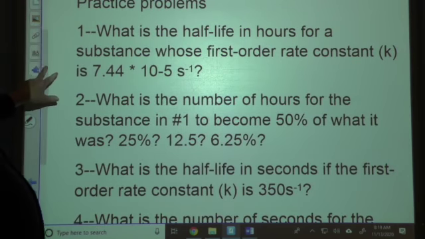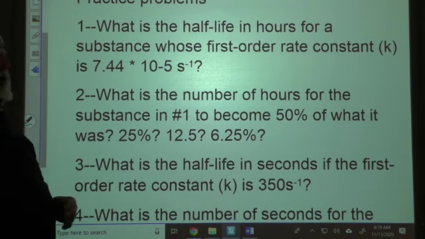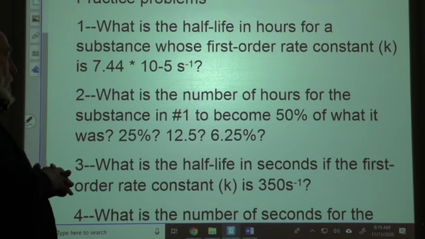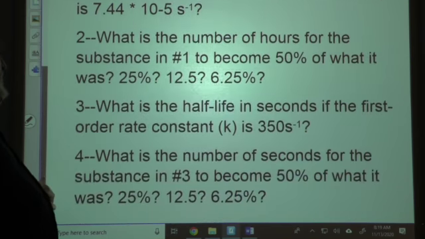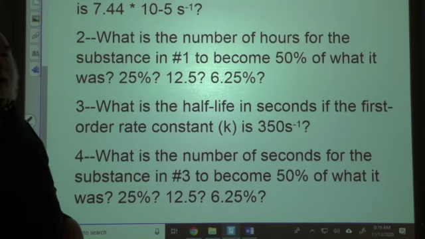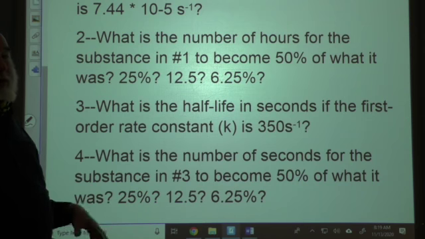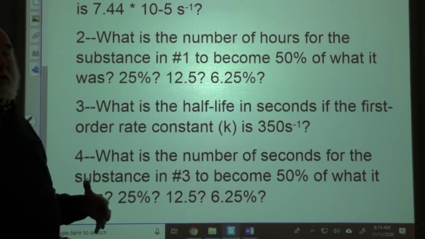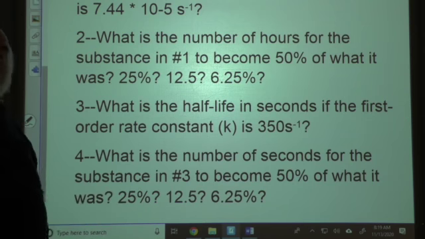So, practice problems. These 4 right here, it's on the second page of your script. You're going to find 2 half-lives, and then you're going to find a succession of percentages for each one. It looks complicated, but I think in the long run, it turns out not to be too bad. So, good luck.